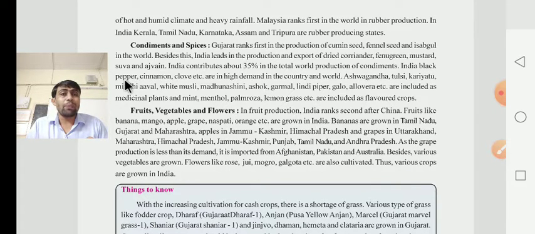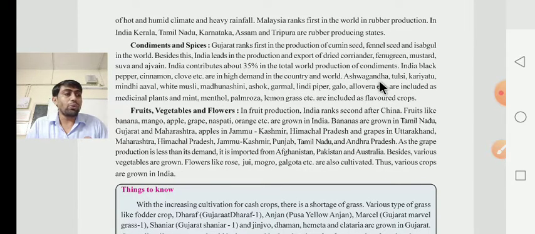India's black pepper, cinnamon, clove, etc. What they have to say? They have to say that India's black pepper, it means kali mari. After that, cinnamon, it means taj. Cloves, it means lavang, are in high demand in the country and at the world level.